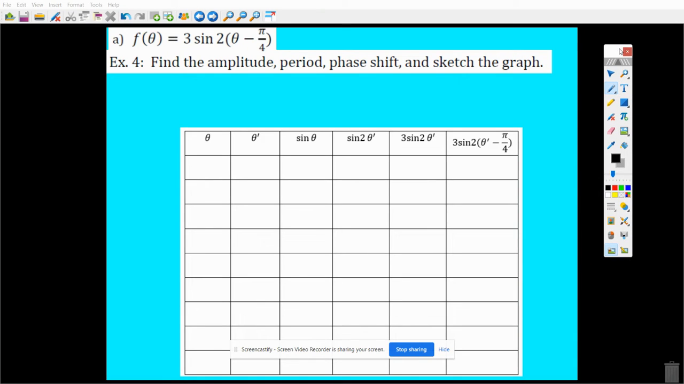All right, so now we are on example number 4A, which is the last example for section 4.5, which means after this you can do the homework problems if you haven't done so yet, which I'm going to leave as homework for tomorrow during class.